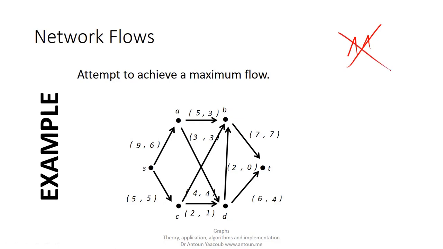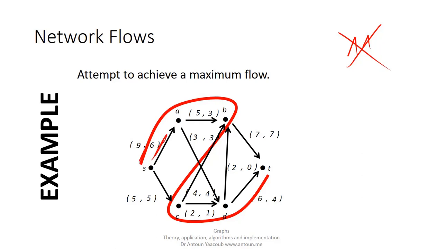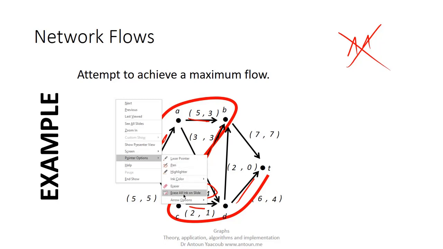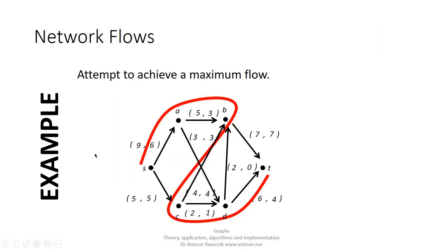So the problem here, how can we increase the flow? As you can see, we have here an example. So for example, we already knew that I can increase the flow on this edge, on this edge 2, on this edge 2, on this edge 2. However, on this edge, it's already saturated and it's equal to 4.